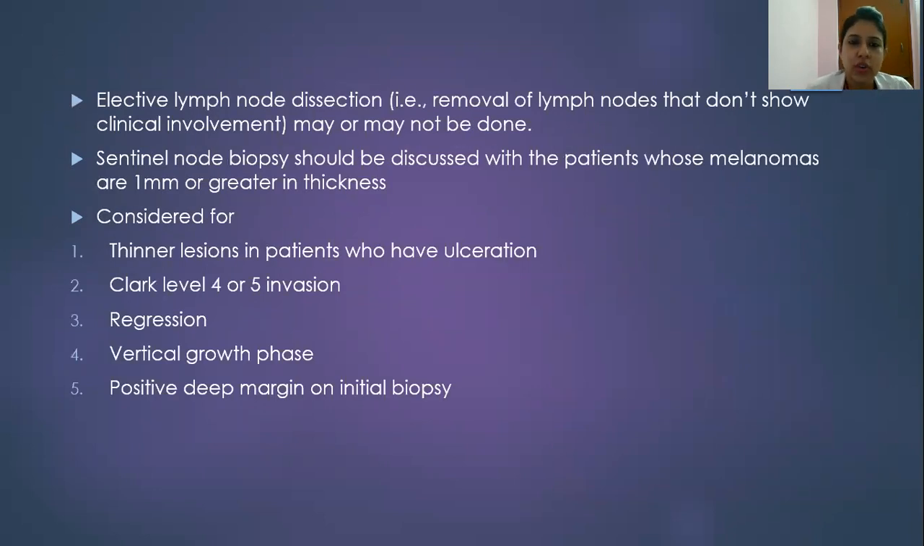You can do elective lymph node dissection. You can do a sentinel lymph node biopsy. It's mainly considered if the conditions are bad, like ulceration, where we think the prognosis is bad. Only in these conditions do we do it: ulceration, Clark's level 4 or 5 invasion, regression, vertical growth phase, and positive deep margin biopsy. These are the conditions where we do sentinel lymph node biopsy.